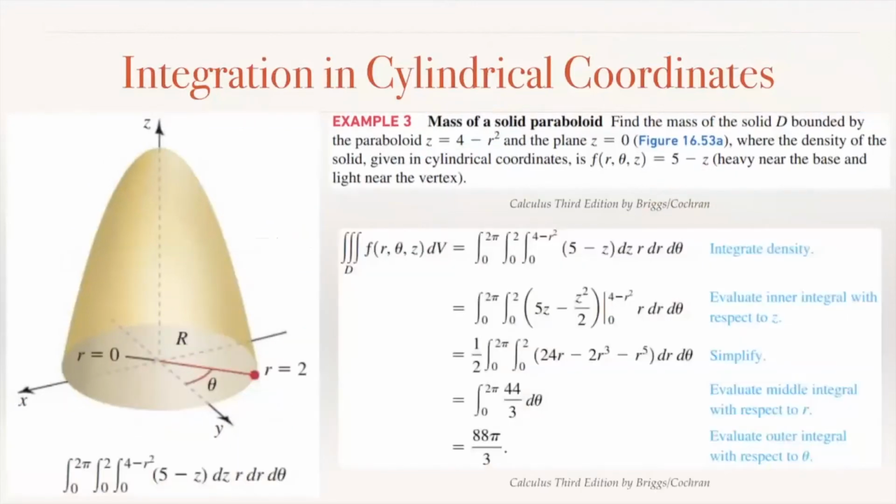And from there, we can evaluate that. Integrating 5 minus z dz, we have 5z minus z squared over 2. We evaluate that between 0 and 4 minus r squared. We wind up with this, except without the r, we multiply it by this r here that we had to always stick in because of polar. And we get this, and then it's just a matter of calculus 2, or calculus 1, in the sense that it's just a polynomial.